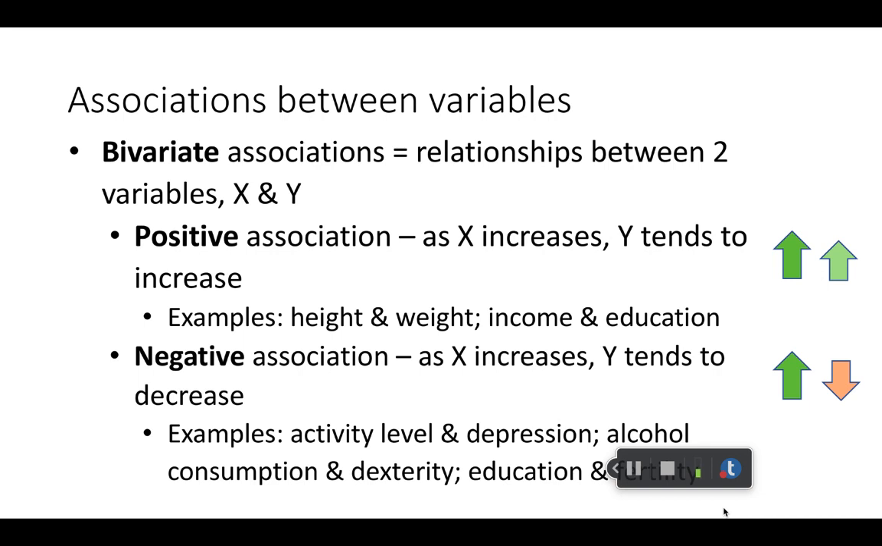The more active we are, the less depressed we're likely to be. The more depressed we are, the less active we're likely to be. Another example is the relationship between alcohol consumption and dexterity, or response time. And a third example is the relationship between education and fertility, or the number of children that women have.